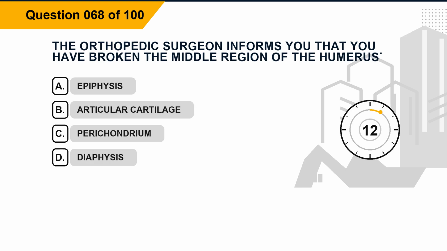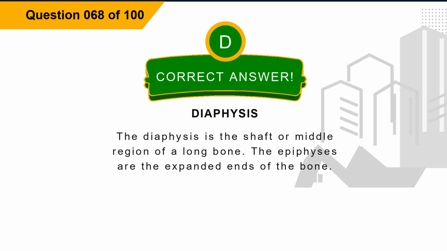Question 68. The orthopedic surgeon informs you that you have broken the middle region of the humerus. Option A. Epiphysis. Option B. Articular cartilage. Option C. Perichondrium. Option D. Diaphysis. The correct answer is option D. Diaphysis. Explanation. The diaphysis is the shaft or middle region of a long bone. The epiphyses are the expanded ends of the bone.